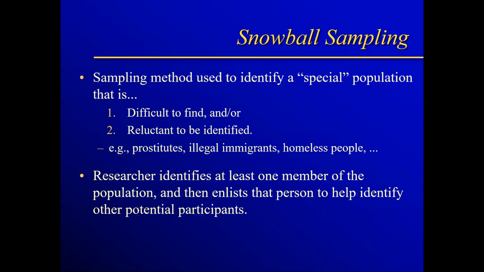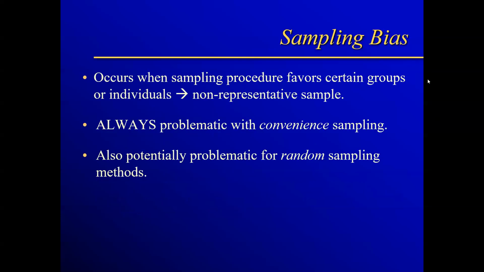And so in theory, you find one person, they find a couple people, those people find a couple people, right? It's almost like multi-level marketing for research in a sense. But this is a good way to get participants in these special populations. So the next few slides are some potential problems and how we can maybe address them.